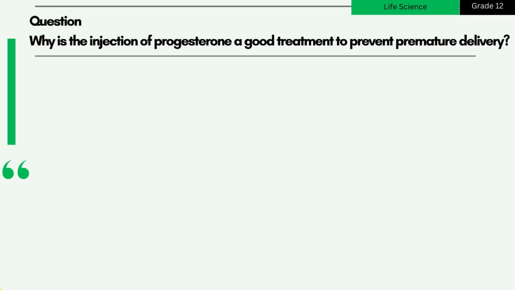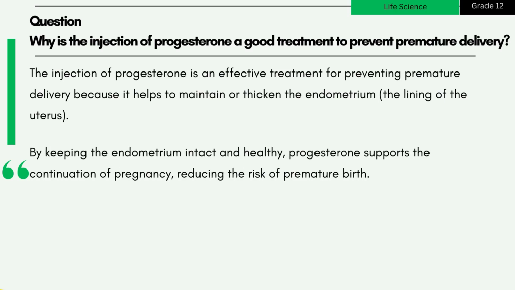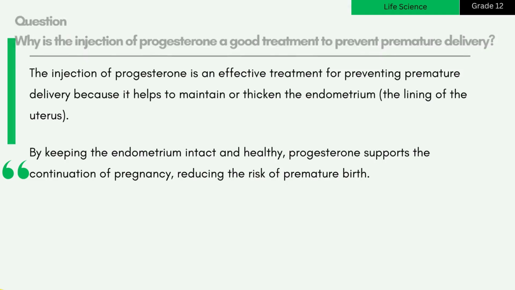Why is the injection of progesterone a good treatment to prevent premature delivery? The injection of progesterone is an effective treatment for preventing premature delivery because it helps to maintain or thicken the endometrium, the lining of the uterus. By keeping the endometrium intact and healthy, progesterone supports the continuation of pregnancy, reducing the risk of premature birth.